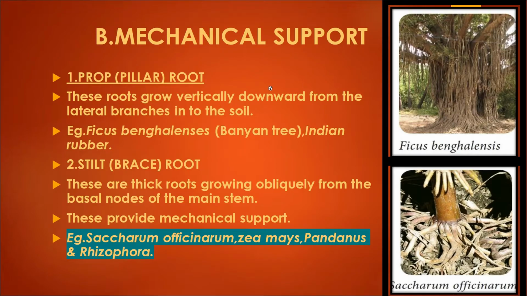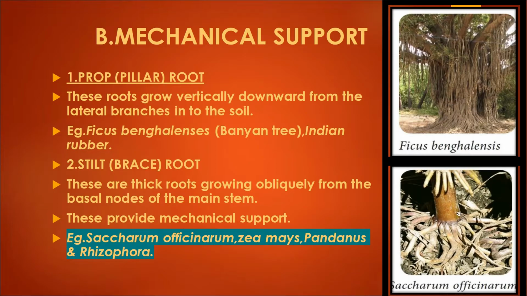First one, prop root. Prop roots are found in the banyan tree. We say virudugal in Tamil. These roots grow vertically down from the lateral branches of the tree, and they grow longer when they reach the soil. They fix themselves into the soil and give extra support for the very strong and heavy branches. Example, Ficus bengalensis, the banyan tree. Secondly, Indian rubber.